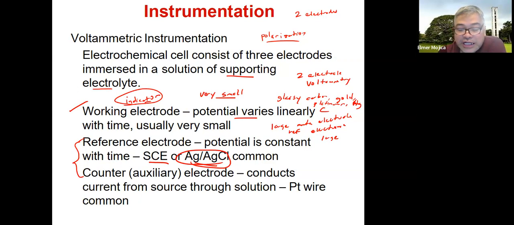Now, the counter or auxiliary electrode, on the other hand, conducts the current from the source through the solution. So this is often called the counter electrode, used in the voltammetric analysis in which an electric current is expected to flow. So it completes that circuit between the potentiostat and the working electrode. And usually there are two types that are commonly available. The one that I use is just the so-called platinum wire.